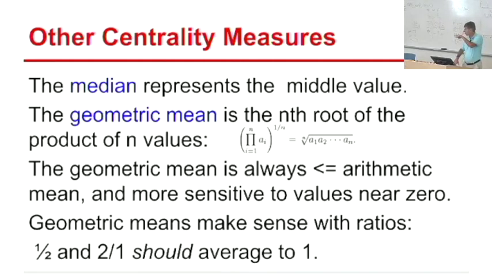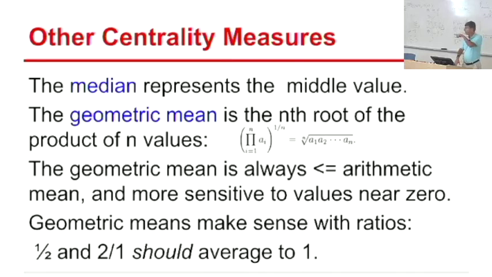Does everybody see that? Okay, and so that's why that's a good thing. There are all kinds of other centrality measures that people have devised. Some people may have heard of the geometric mean. The geometric mean is what you get by, instead of averaging, adding the numbers and dividing by n, taking the product of the n numbers and then taking the nth root of it.